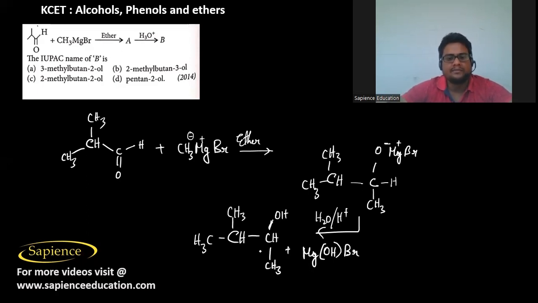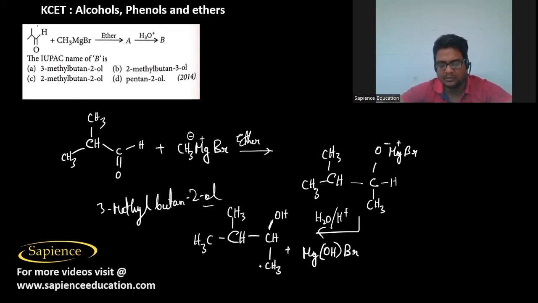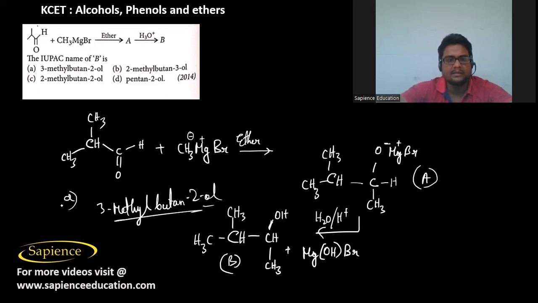So it will form 1, 2, 3, 4. So it is 3-methylbutan-2-ol. 3-methylbutan-2-ol will be formed, which is the compound B, and this one is the compound A. So option A is the correct answer.